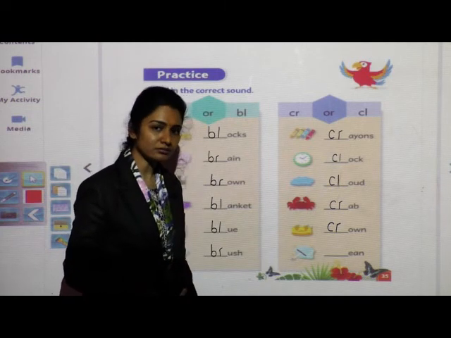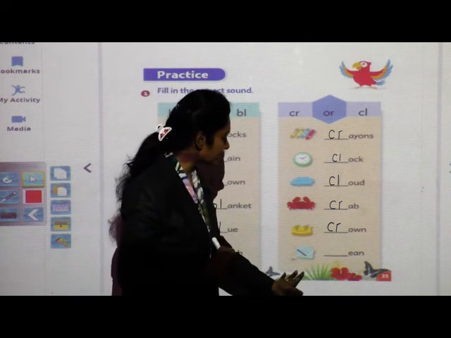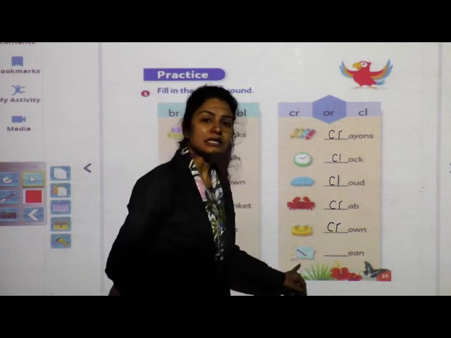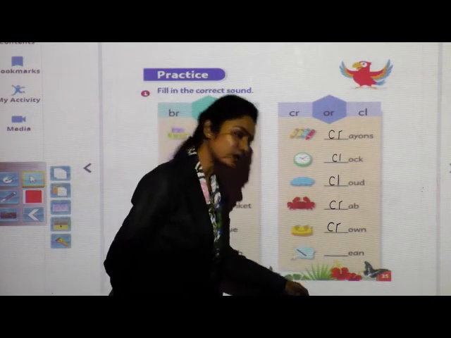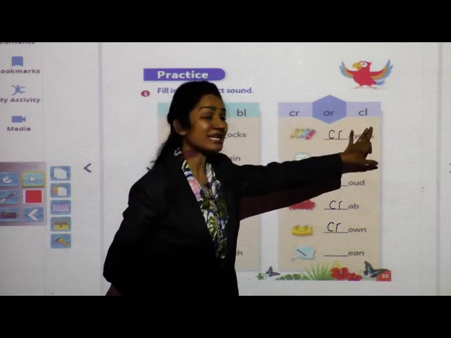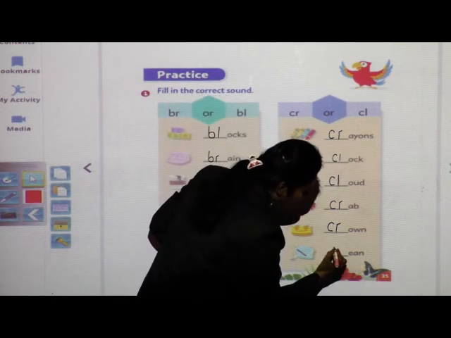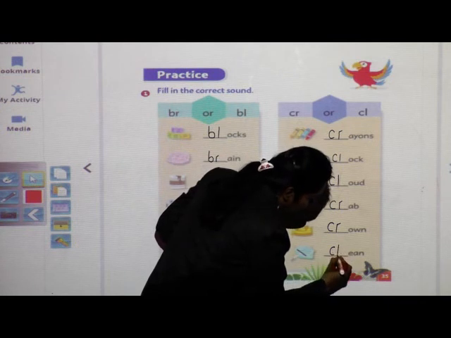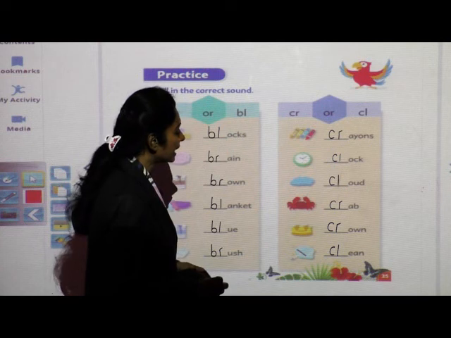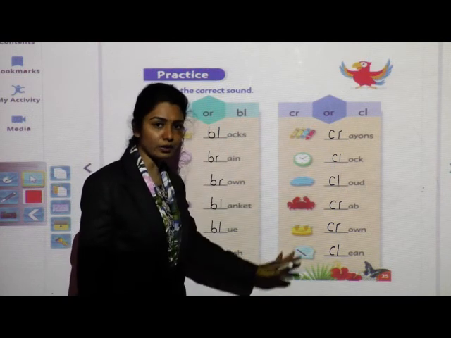We put this crown on whom? The king, right? We put it on the king. Yes. Come to the last picture. What is this? Tell me. Is this looking dirty or clean? Clean. Very good. So what will come here, crl or cl? Yes. Right here, C-L-E-A-N, clean. Okay, have you completed over here?